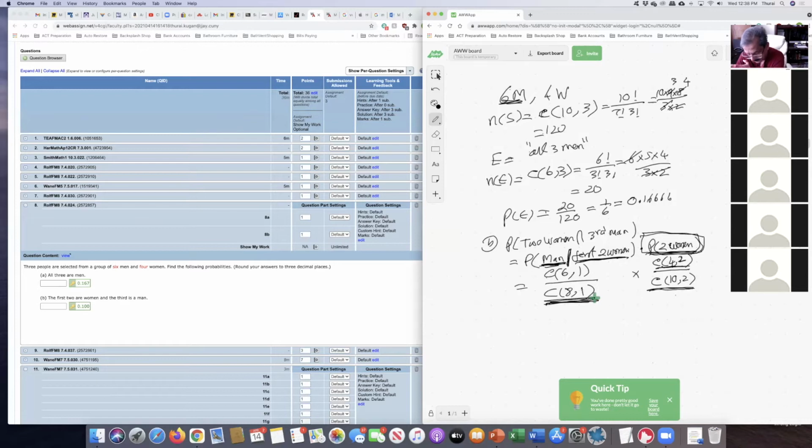2 people have been selected already, and they are women, right? So there are 8 people left, and you need to select 1. So this is how many ways there are to do that. And then the number of ways of selecting a man would be C6, 1. There are 6 men. All 6 men are there because the first 2 were women. So the number of ways of selecting 1 man from the 6 men would be C6, 1. So this is the count of the event. This is the count of the sample space.